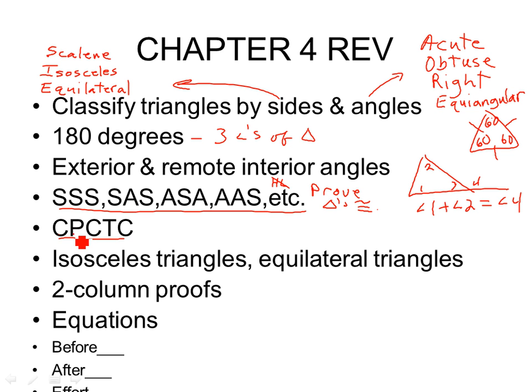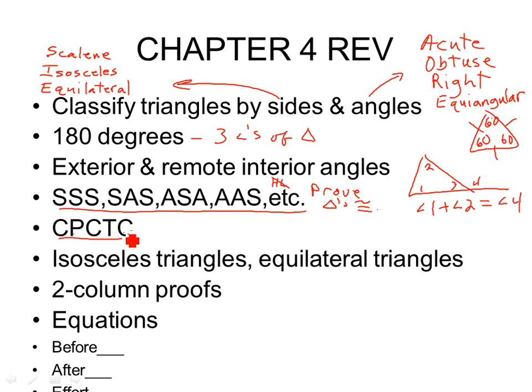Corresponding parts of congruent triangles are congruent. Again, don't make this harder than it is. You got these two triangles, and we figure out that they're congruent to each other. We lay them over top of each other so that we can see which parts correspond with each other. So we now know that this angle corresponds to that angle, right? Well, those two corresponding angles have to be congruent.